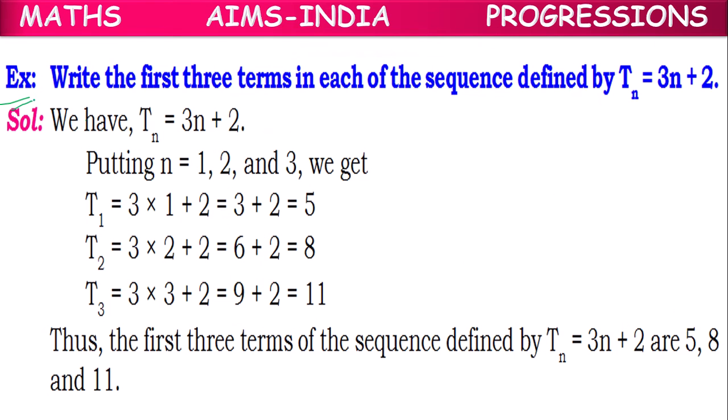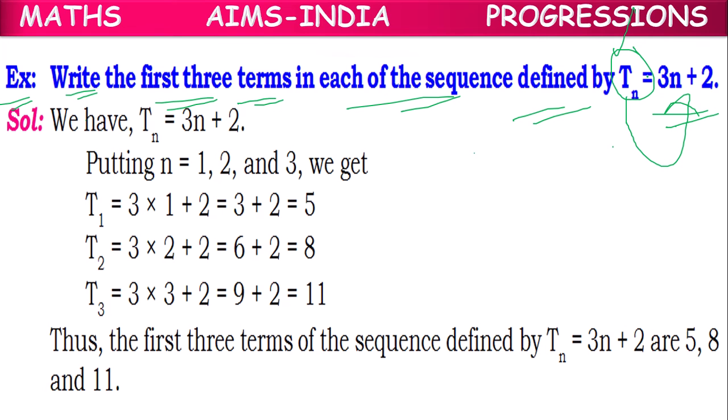Suppose, let's see this example. Write the first three terms in each of the sequence defined by Tn equal to 3n plus 2. So in the question, they have given the definition of general term. They have given the formula for general term. Based on that, we have to find the first three terms of the series. So we have the formula Tn equal to 3n plus 2.